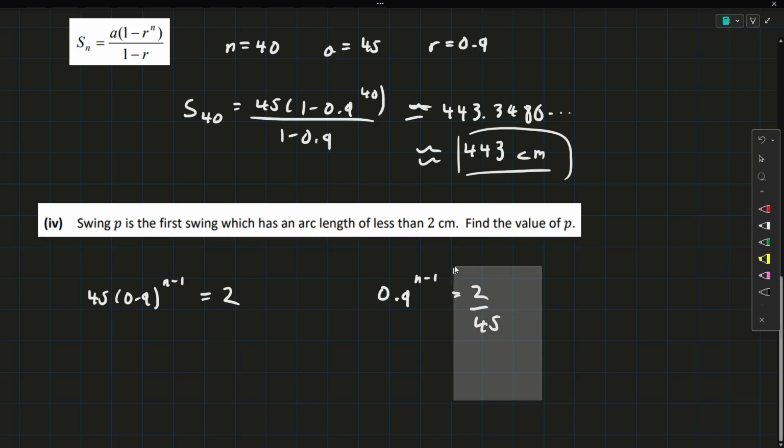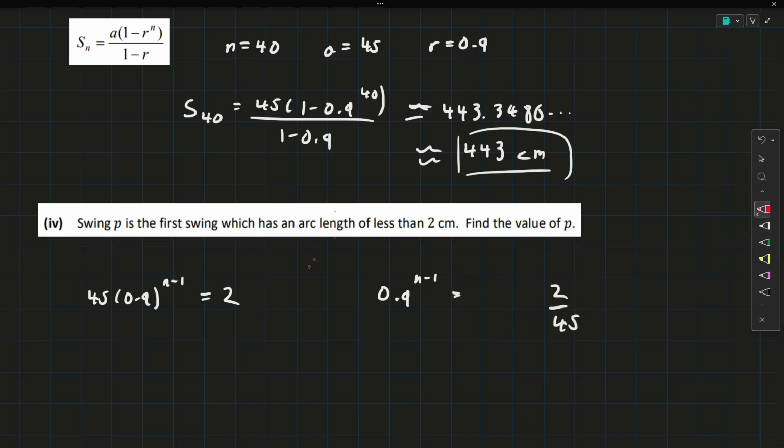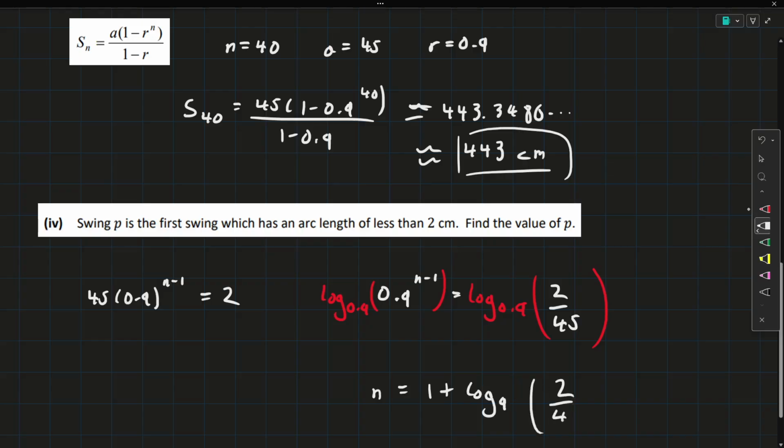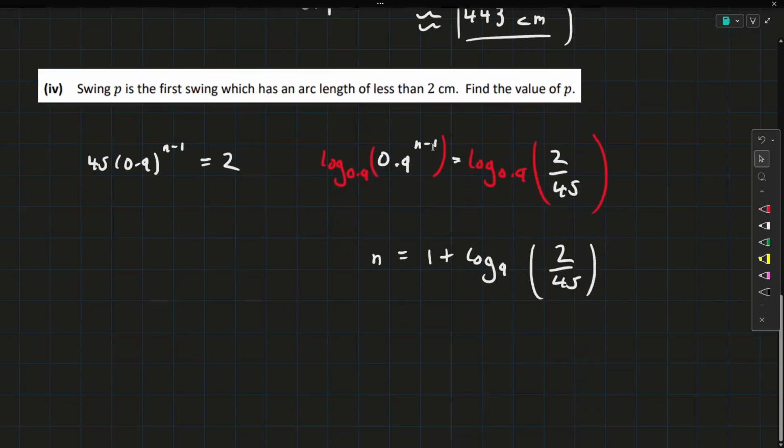Fastest thing to do here then, you can take log of any base, but fastest thing to do is log base 0.9 because that'll cancel out the base of 0.9, the exponential. Then what we get is n minus 1 will be equal to, so I'm just going to bring the 1 to the other side, and we'll get 1 plus log base 0.9 of 2 over 45. So all I did there is this will be n minus 1 equals this, and I just brought the 1 to the other side. So you can just put that into the calculator, and what you'll end up getting is that n will be equal to 30.55 roughly.